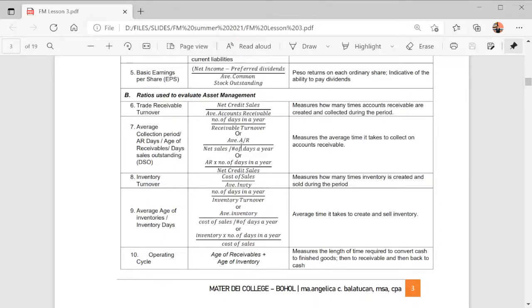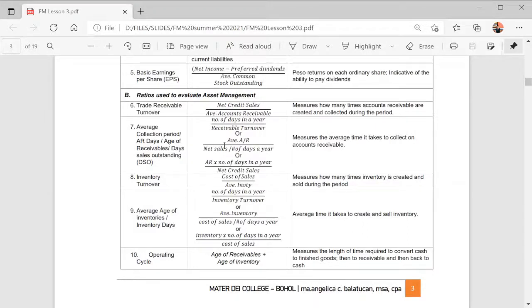But if in the given problem you're not required to answer the RTO, and you have the given receivables, net sales, and number of days in a year, again, this net sales is credit sales. If we're talking about receivables, it is automatic that we are considering credit sales. Again, you cannot associate your cash sales with the receivables because if it's cash sales, there is no debit to receivable. So this is an alternative: you have average AR over net sales, divided by number of days in a year.